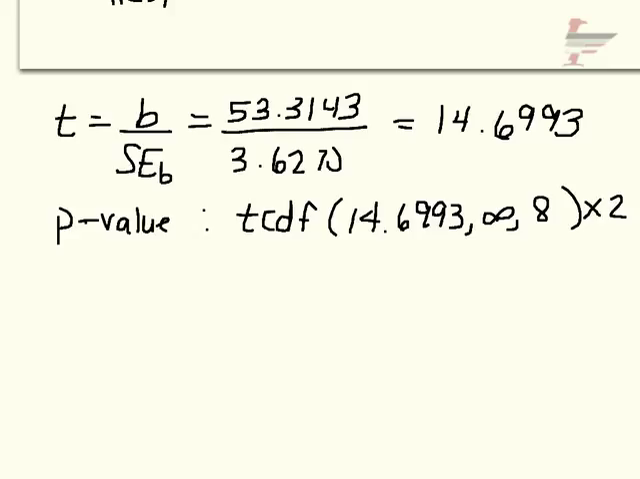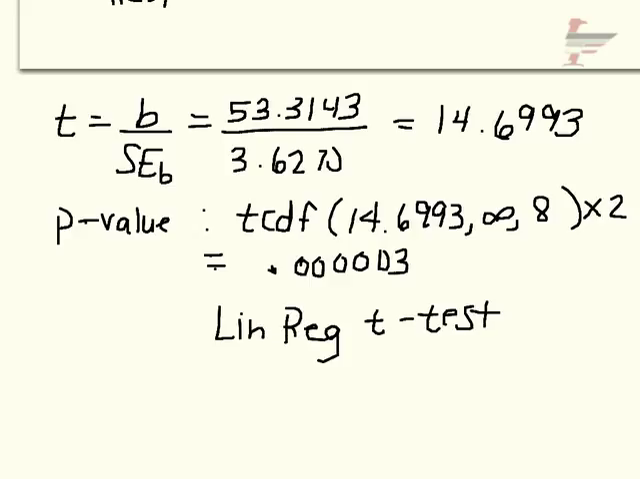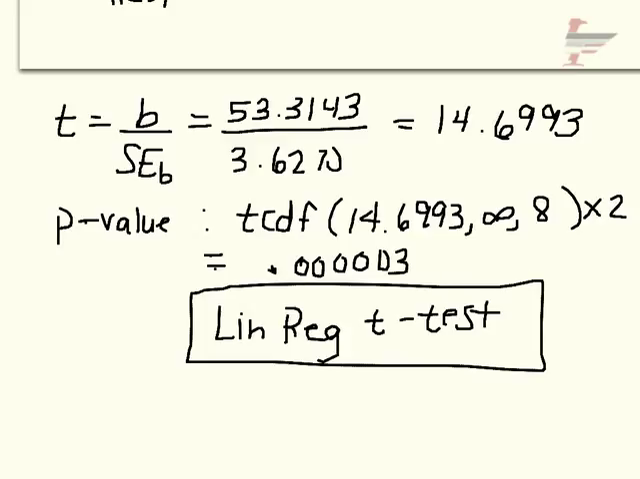Then I need to double this because I had a two-tailed alternative, and my p-value equals 0.000003, so very small. On your 84, if you go to Stat and go to your tests menu, you have what's called a linear regression t-test. You can put all this information in your calculator and get the test statistic and the p-value without doing this work. Please show your test statistic calculation, however, or at least this. On the 89, if you go to your test menu, which is F6, you also have the linear regression t-test, and it's very straightforward.